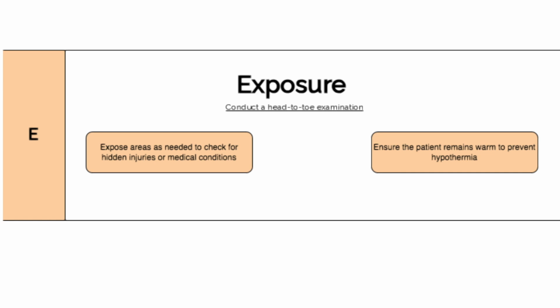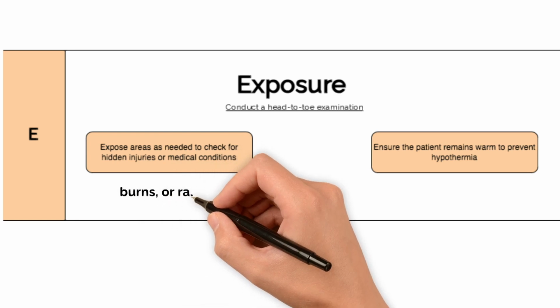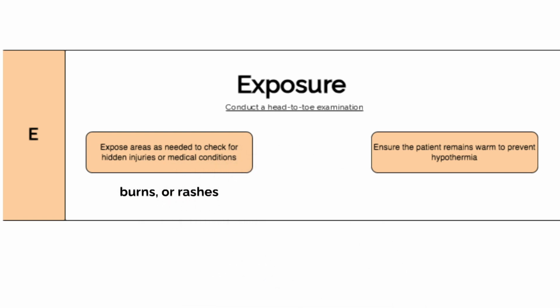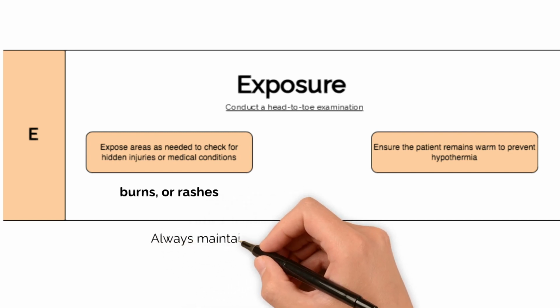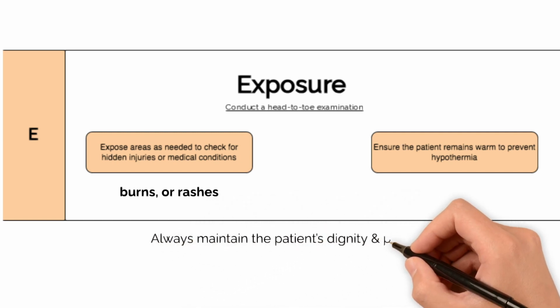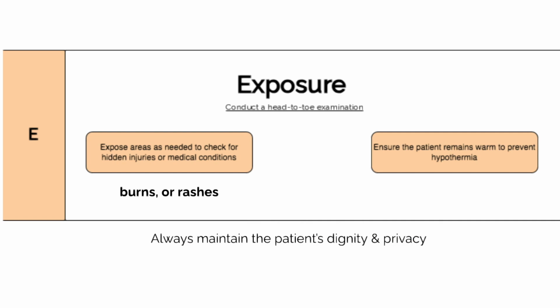Finally, assess for hidden injuries during exposure. Look for injuries, burns, or rashes that might not be immediately visible. Ensure the patient is kept warm to avoid hypothermia. A thorough examination ensures nothing critical is missed, but always maintain the patient's dignity and privacy when exposing their body.